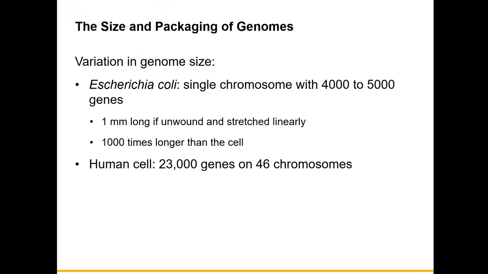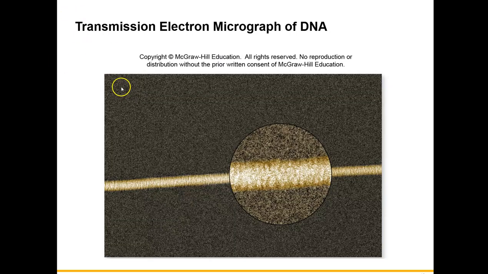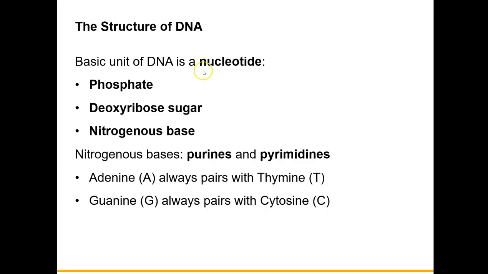Size and packaging of chromosomes, so variation in genome size. E. coli has a single chromosome with about 4,000 to 5,000 genes. It's about 1 millimeter long if unwound and stretched linearly, and it's 1,000 times longer than the cell, whereas a human cell has 23,000 genes on 46 chromosomes. So that's why we're more complicated. This is just showing an electron micrograph of DNA.